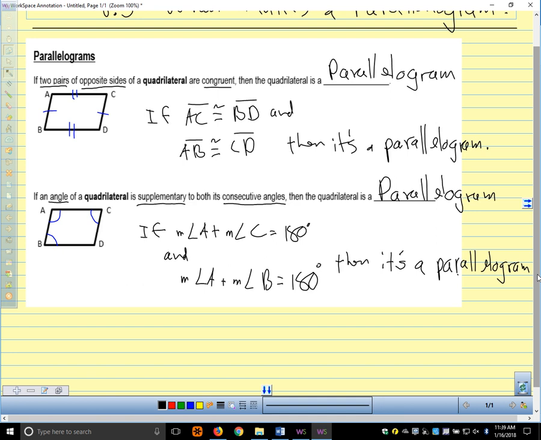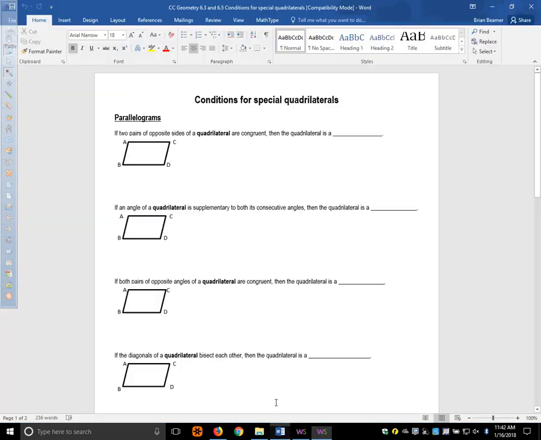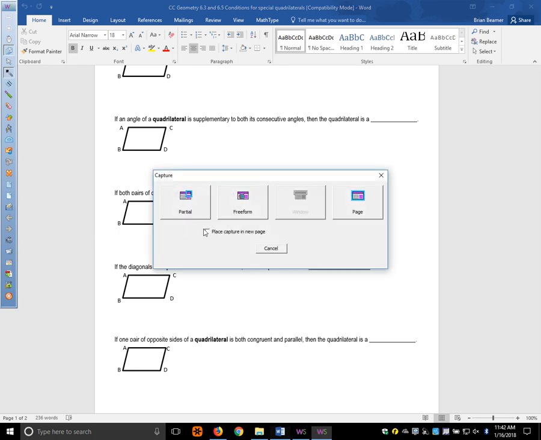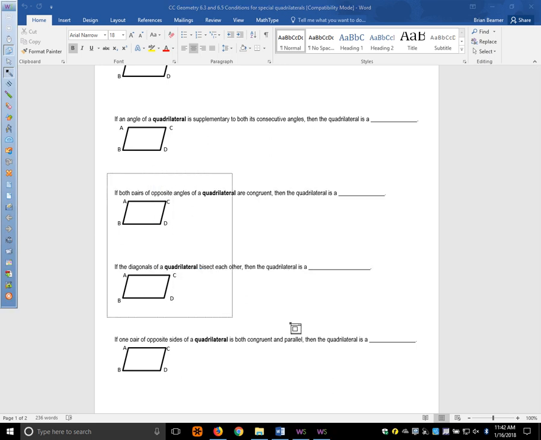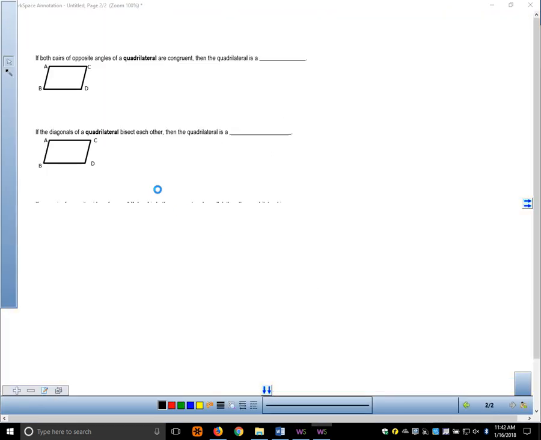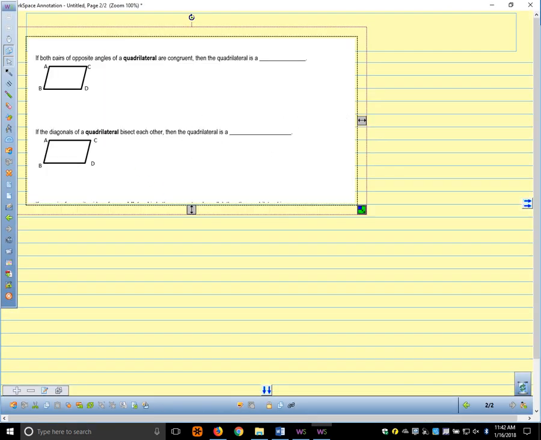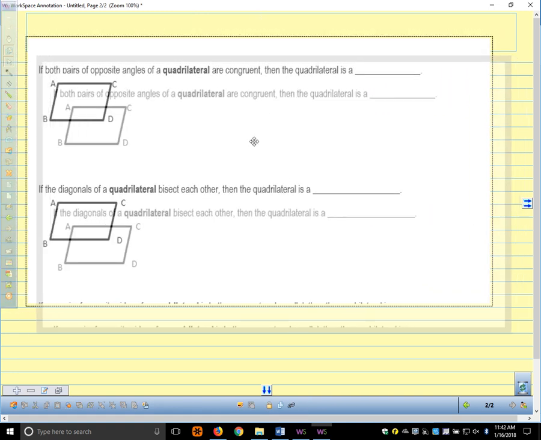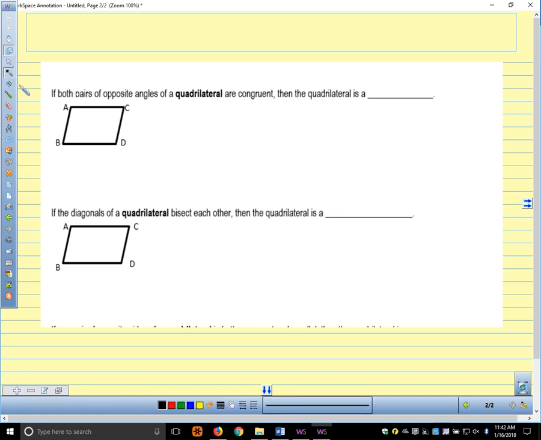All right, questions there? All right, let's look at the next two. So again, we're starting with the fact that we have a quadrilateral. We want to know what we need to be given to know that we have a parallelogram. Well, this one says if both pairs of opposite angles are congruent, then the quadrilateral is a parallelogram.